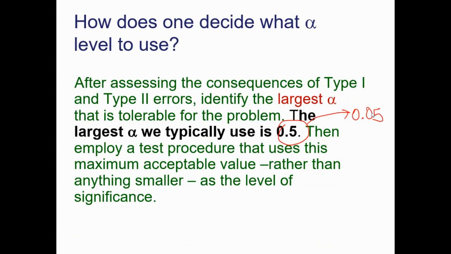Then we employ a test procedure that uses the maximum acceptable value rather than anything smaller as the level of significance. Typically, we do 0.05 as our alpha.